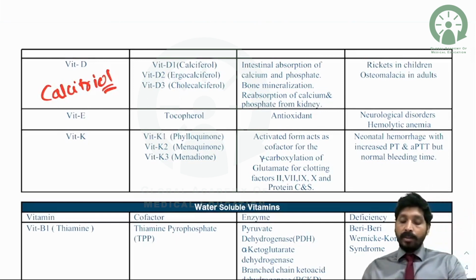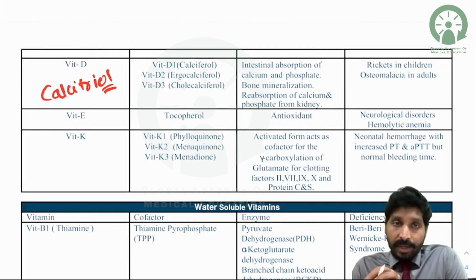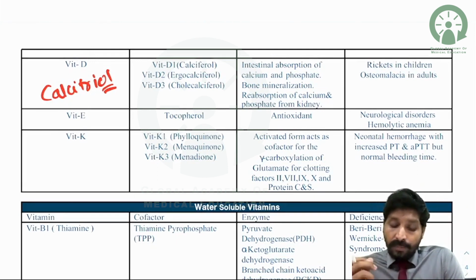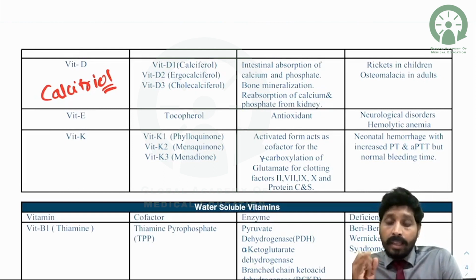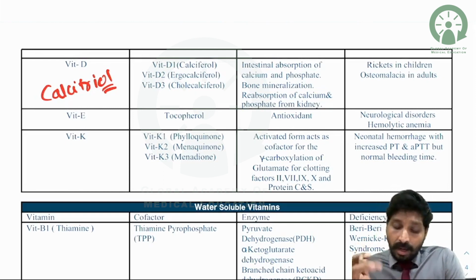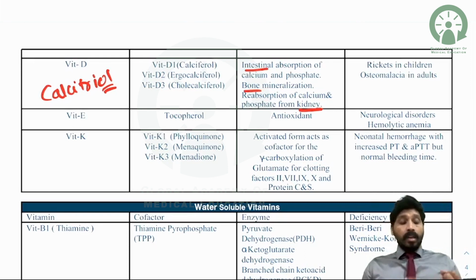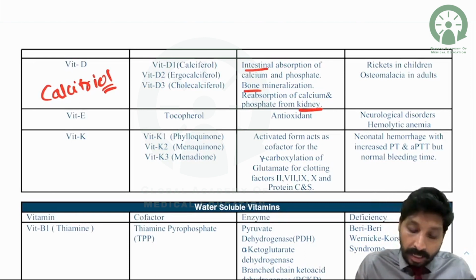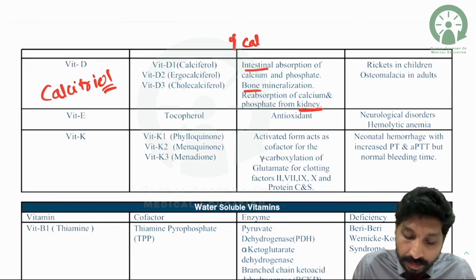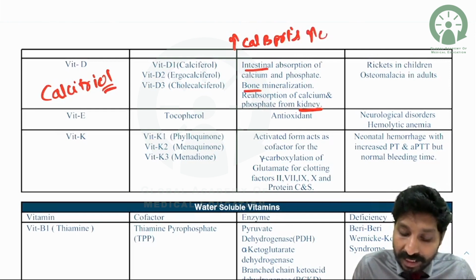For intestinal absorption, what do we require? Vitamin D mainly acts at the intestine level, the bone level, and the kidney level. So there are three organs: intestine, bone, and kidney. What is the activity? It synthesizes calcium binding proteins in the intestine. So what will it do? It increases calcium binding proteins in the intestine so that there is more calcium uptake.